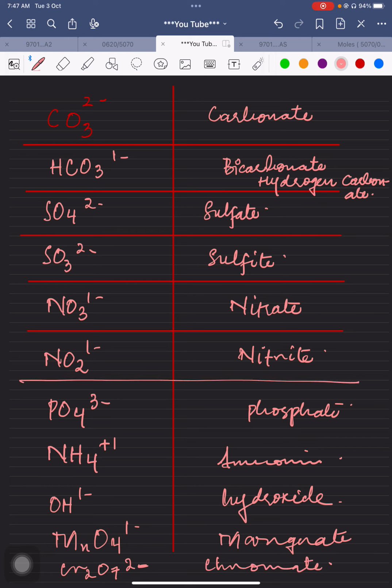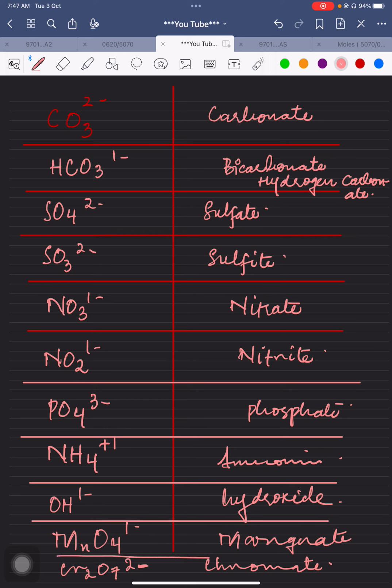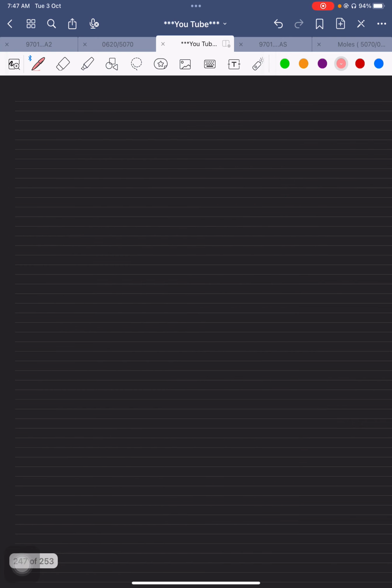So do I need to keep all these radicals or polyatomic ions in my mind? Yes, it will be a great thing. It will be very helpful for you while writing the formulas, if you are going to keep this list in your mind. Okay, so I am telling you one very good trick. You may consider it a trick.